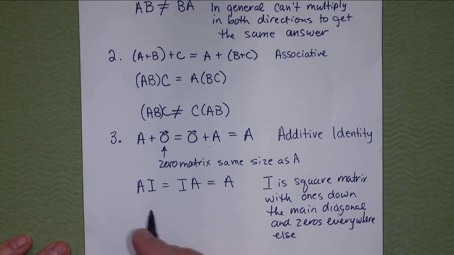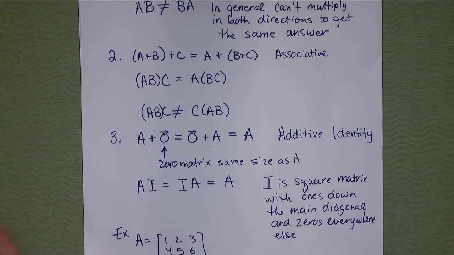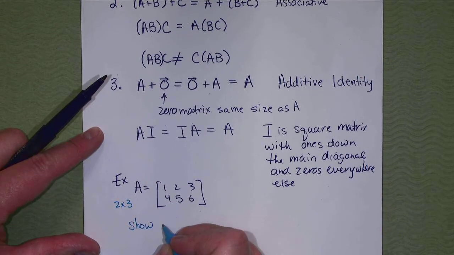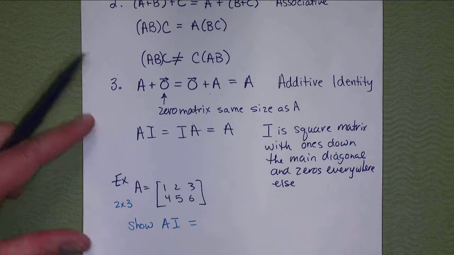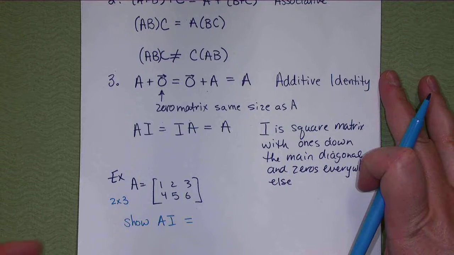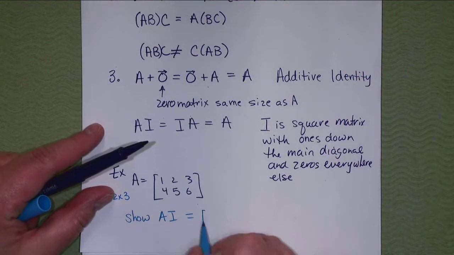So let's look at an example. If A was 1, 2, 3, 4, 5, 6. So the size of A is 2 by 3. If I wanted to show A times I, we know it's equal to A, but if I wanted to actually write the two matrices out, what would they look like? So A is 1, 2, 3, 4, 5, 6.